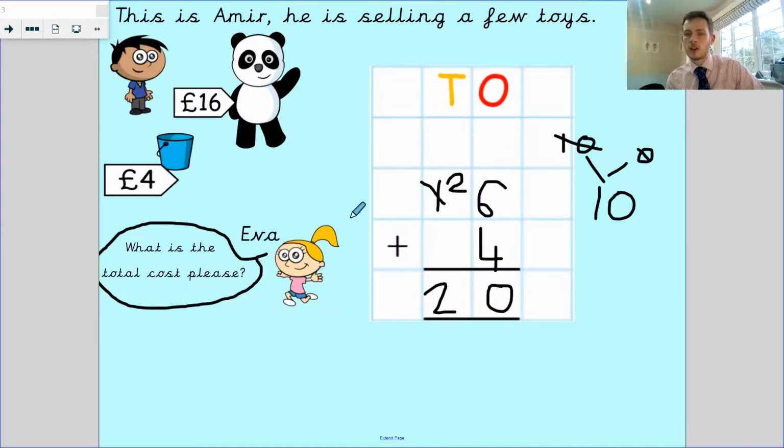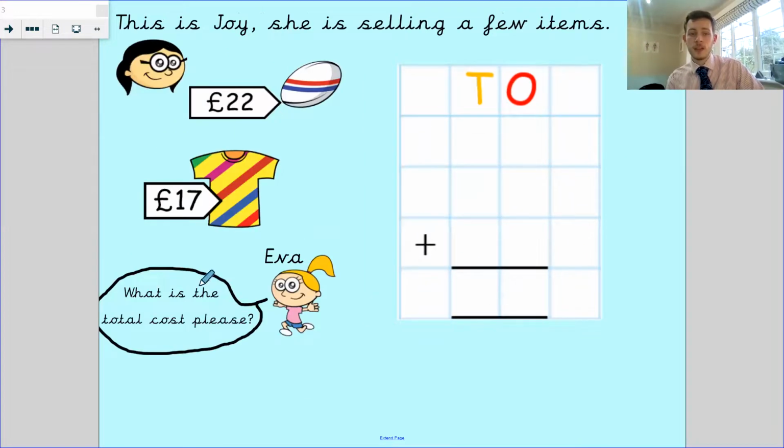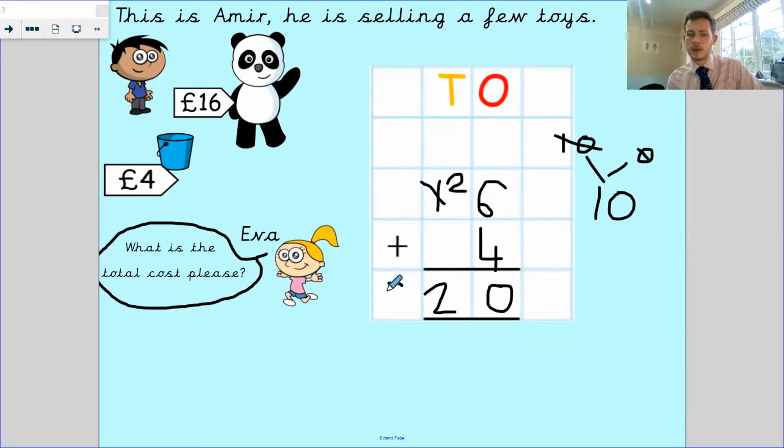Now, although this looks like a lot of effort, all you're doing is counting on 4 more from 16. When we get to the difficult numbers, this is going to be a really easy way of working out. We've got one more example. You've got 22 add 17. I'm so sorry, I've just realised my last answer was incorrect because I did not put my pound sign in front of my 20. Nearly caught myself out then.